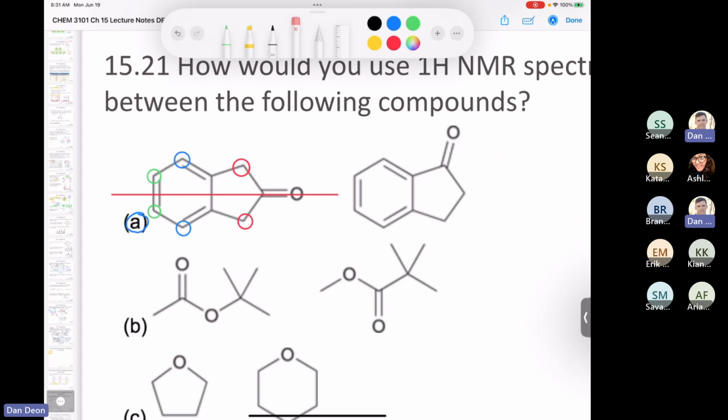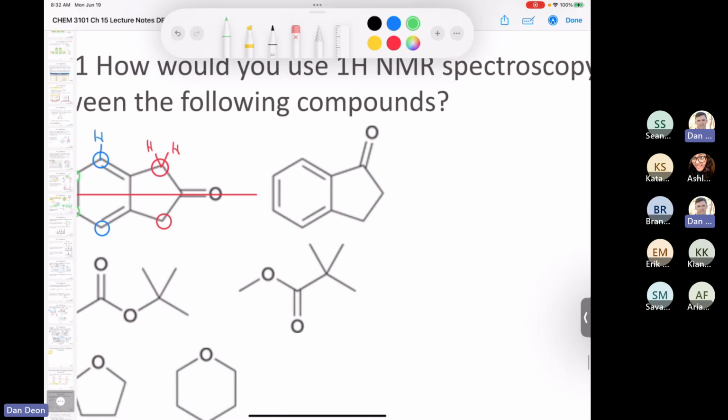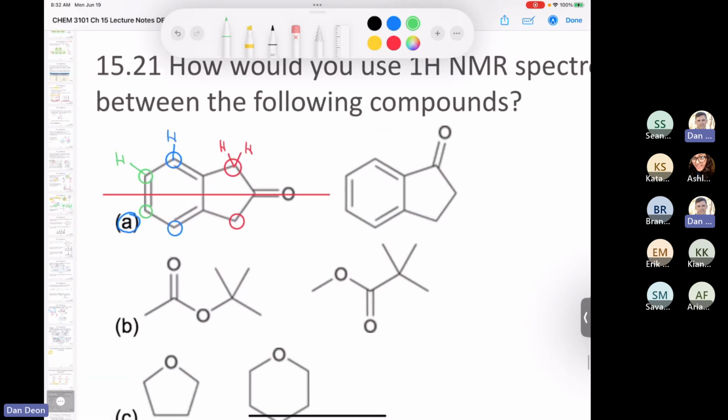Also, at this point, you should be very rock solid on your bond line structures and say, there's 2 protons here, there's 1 proton here, there's 1 proton here. Now, let me ask you about the second compound. In the first one, we see a total of 3 signals. So we'll scribble that down, 3 signals. Are there any planes or axes of symmetry in the second compound? So this compound here, are there any axes of symmetry in here?